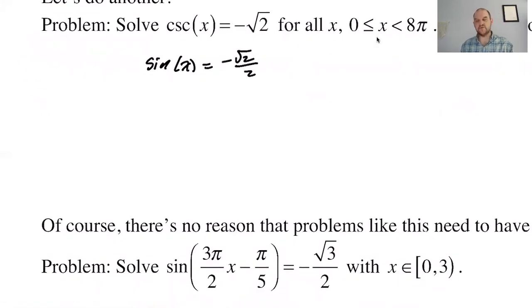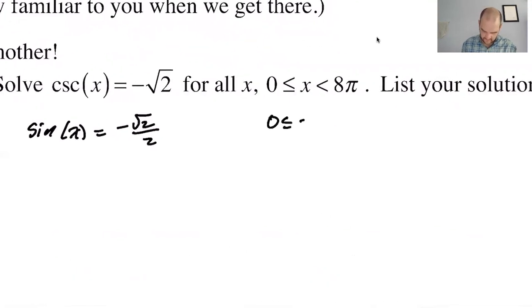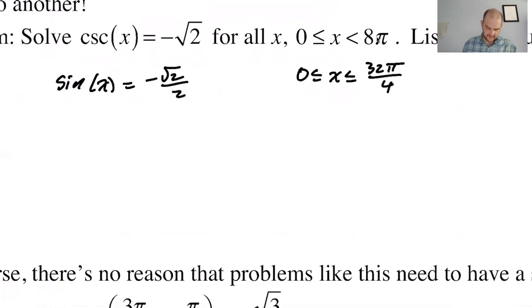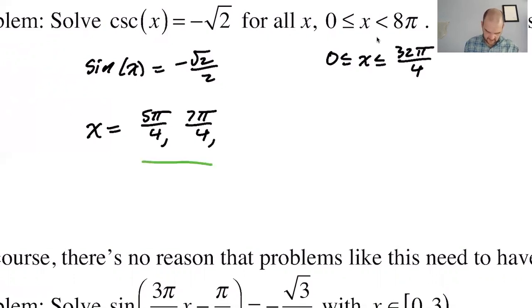I know that these are going to be pi over 4 angles. Since they're pi over 4 angles, I'm going to change this to 32 pi over 4, which is 8 pi. So what I can do is, let's just see between 0 and 2 pi. In the first revolution, where does this happen? So x could be 5 pi over 4, or it could be 7 pi over 4. All right, so this is less than 2 pi.